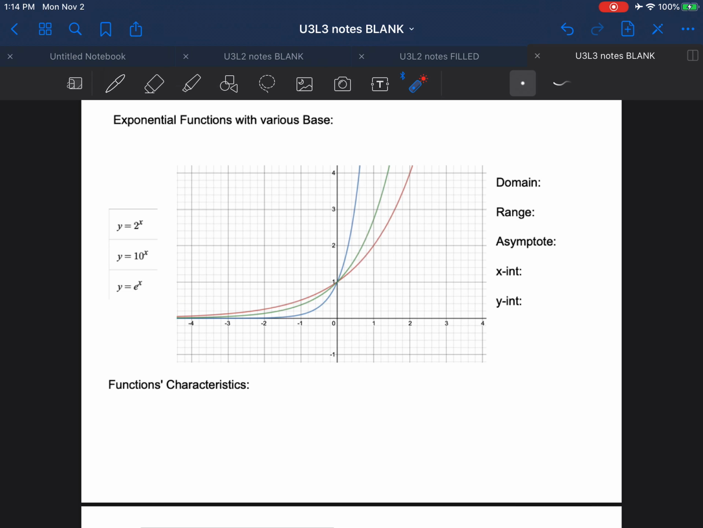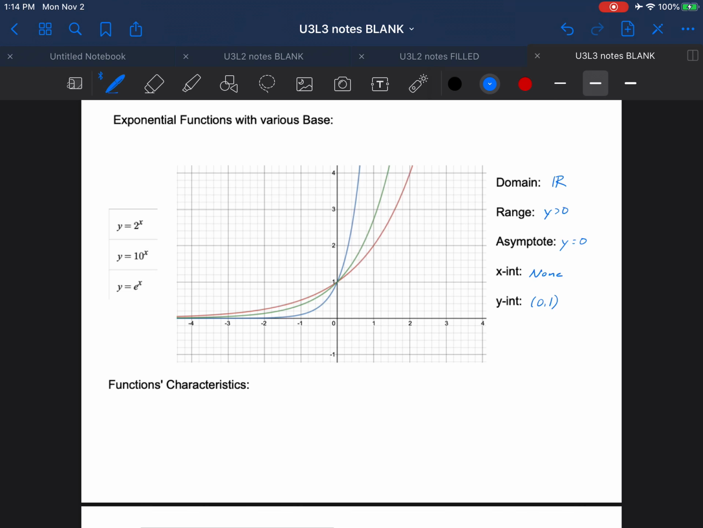Okay, now if we look at exponential functions with various bases, and what that means is, how do these functions change if the base goes from a 2 to a 10 to an e? Okay, the domain of these is all real numbers. You can plug in any value for x, right? x can be anything, and you can take a positive number and raise it to anything and get a result. The range is going to be y greater than 0. The asymptote is going to be y equals 0. The x-intercept, there will be none. And the y-intercept is 1, so I'm going to write that as (0, 1).